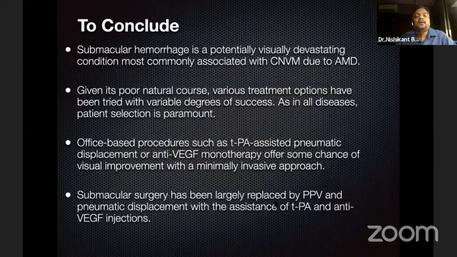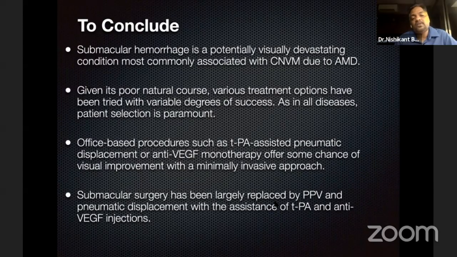So to conclude, submacular hemorrhage is a potentially visually devastating condition, which is most commonly associated with CNVM. Given its poor natural course, various forms of treatment options have to be tried with variable success, but we have to treat it, because if you just leave it there, it's going to cause irreversible visual damage.